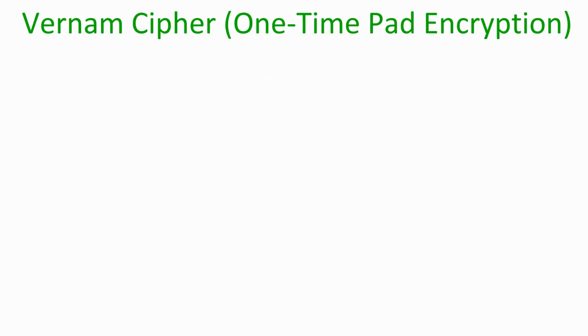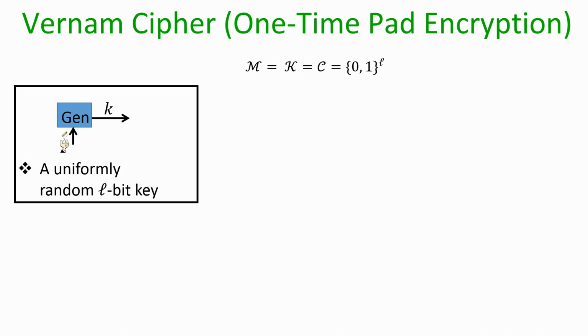So, the one-time pad encryption process, which is also called the Vernam cipher, is very simple. Here the plain text space, the key space and the ciphertext space are all L bit strings, where L is some system parameter which is publicly known to the sender, to the receiver and to anyone who is using this system. The key generation algorithm is going to output a uniformly random key. Since the key space is the set of L bit strings, the key generation algorithm is going to output a uniformly random L bit key.